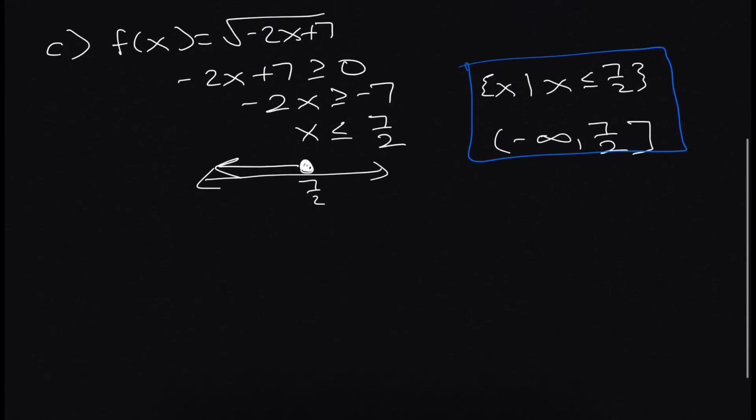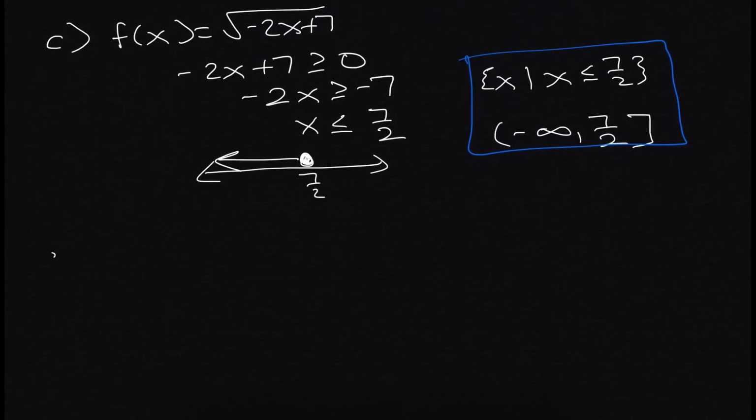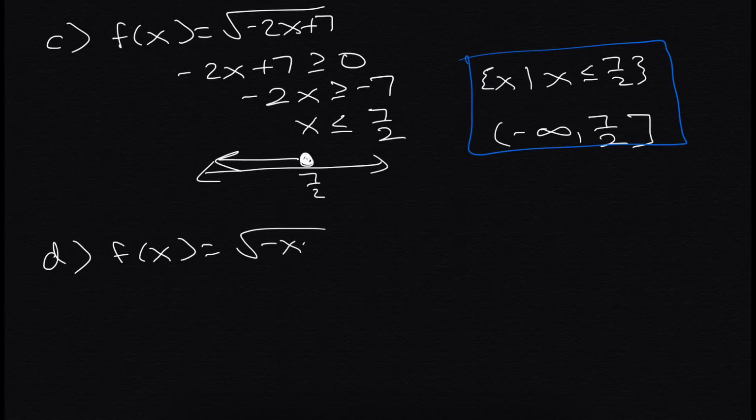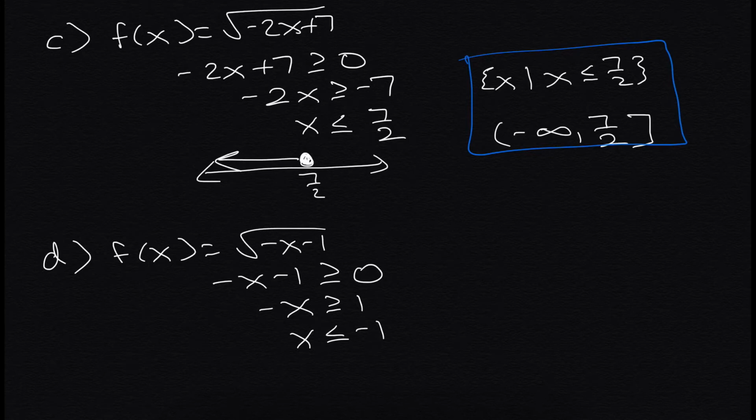And let's do one last one with square roots, or at least for now, one last one with square roots. Let's do f of x is equal to the square root of -x minus 1. So on the inside of the square root is -x minus 1. That needs to be greater than or equal to 0. I'm going to add 1 to both sides. I also need to divide by -1. I'm dividing by a negative, so I need to flip that sign. Positive 1 divided by -1 is -1.